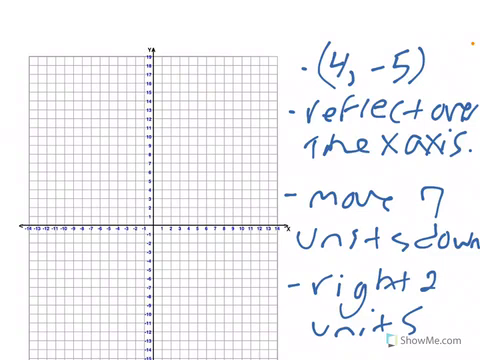So first of all, we have to start at 4, -5. So I'm starting at my origin right here in the middle, right? I'm going to go over 4, and since it's -5, I'm going to go down and end up right about here. Let's see if I can get that a little bit better.